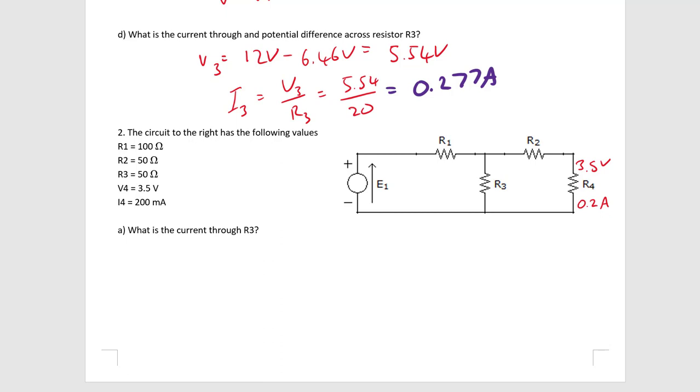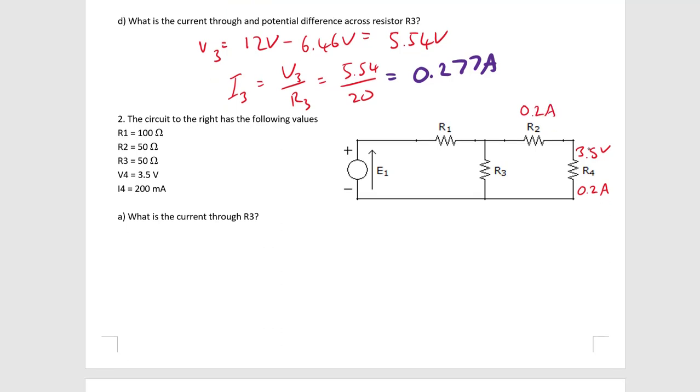One thing I can identify is that if the current going through R4 is 0.2 amps, then the current going through R2 is also 0.2 amps, because they are in series with each other. It's asking for the current through R3, but to start that, I need to find the potential difference across R3. I don't know what that is, but I should be able to find it, because that's the same as asking what is the potential difference across R2 and R4, because they are the equivalent.